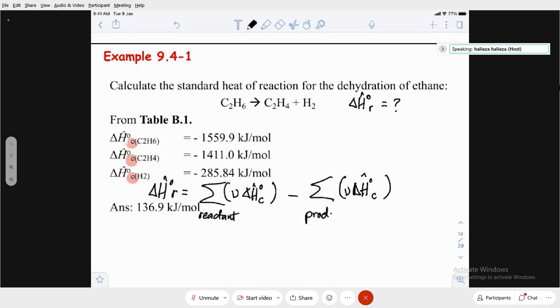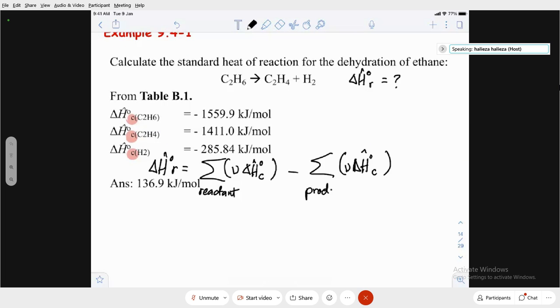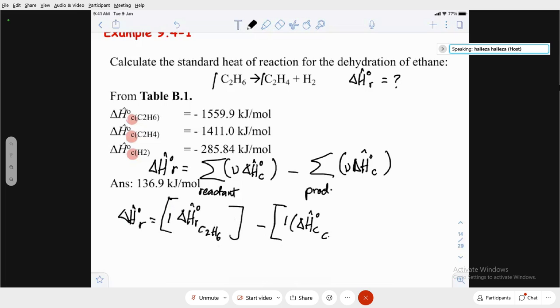Since the heat of combustion is already given in this example, we're going to just plug in those values. So let's write down your reactant. There's only one reactant, so there's a 1 in front of it: 1 multiplied by the heat of combustion for C2H6. That is actually ethane. There's two products. The first product has a 1 in front of it, so 1 times the heat of combustion for C2H4.